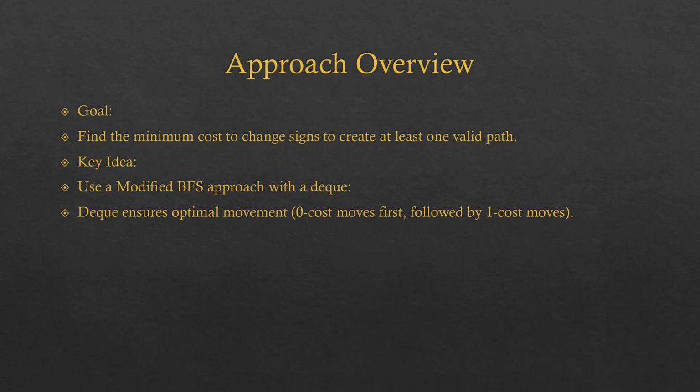The goal is to find the minimum cost to create at least one valid path. We use a modified breadth first search, or BFS, with a deque. The deque ensures that we first process cells with zero cost moves, followed by cells where modifications are needed. This allows us to efficiently minimize the cost of changes.